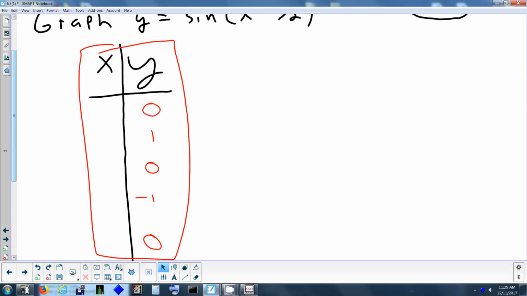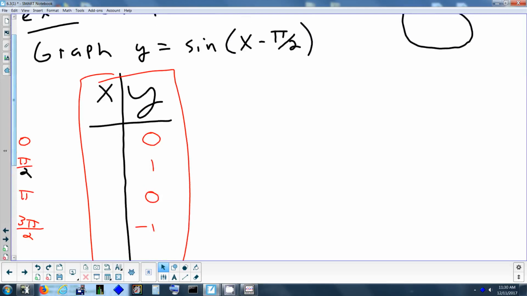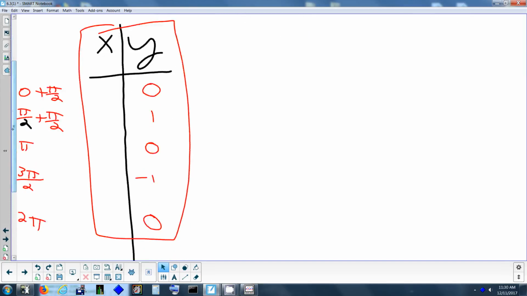I'm going to put my answers in that box, but off to the side, I'm going to do a little work. Michael, can you tell me what my x values are for sine, the original ones in the table? The original ones are 0, pi over 2, pi, 3 pi over 2, and 2 pi. Now, I see a minus pi over 2. So what am I going to do to all those original values? Add pi over 2. I'm going to do out that calculation, and the answer is going to go in the table.